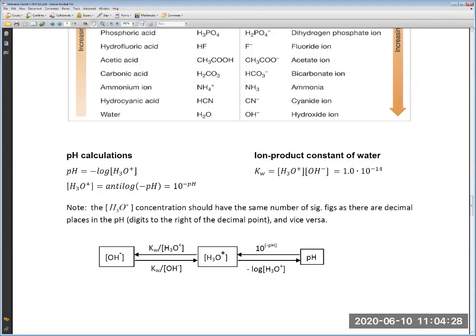Note here that the sig figs are particular for pH. The concentration of hydronium ion will have a given number of sig figs, and that's what you look at. But then you translate that into decimal places in the pH. So it's going to be only digits to the right of the decimal point that will matter in the pH. And they should be the same number as you have sig figs in the concentration. So that can be tricky to apply. So let's go back to the review.